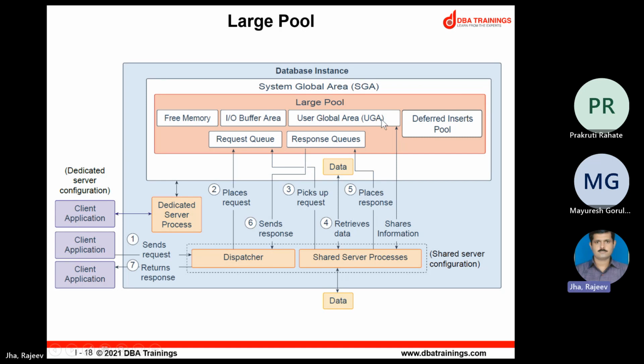Got it? The user global area, there is a formula like 60% memory you will get, 40% the PGA will get, out of the PGA the UGA will get, that type of thing. So basically it's a session memory.